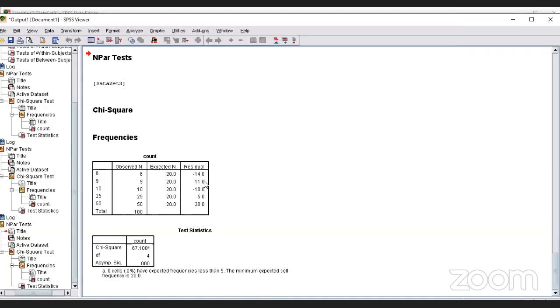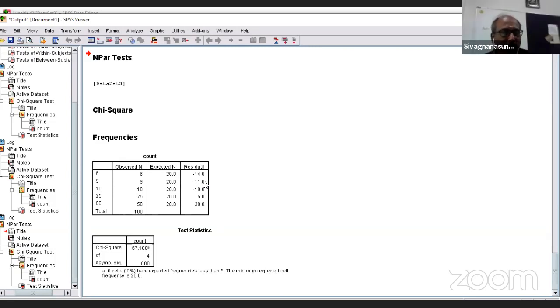The next question from Bhuvesh. Chi-square, how to calculate manually? Refer to any textbook that will help you. This is SPSS data analysis. The workshop is data analysis using SPSS.